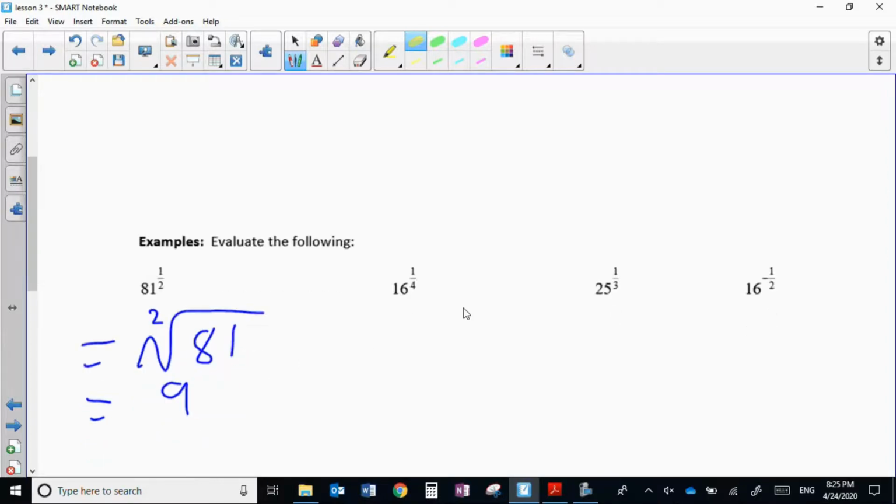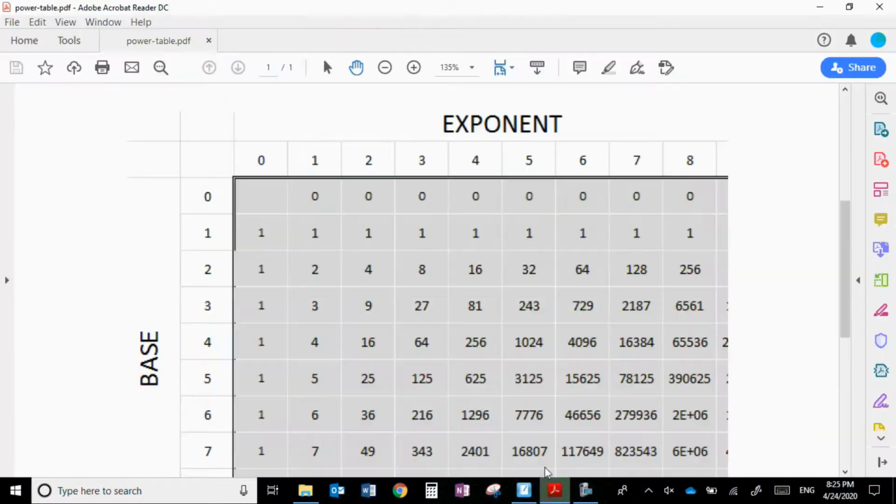Okay, 16 to the power of a quarter is the fourth root of, look at me giving away the answer again, the fourth root of 16. So what do you multiply by itself 4 times to get 16? Well, 2, or 2 to the power of 4 is 16. Again, in my powers chart, I happen to see that 16 is 2 to the power of 4.